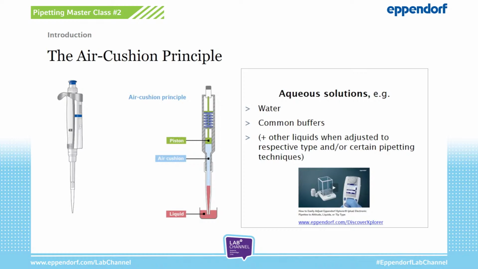But please keep in mind here that manual adjustment turns the air cushion pipette into a fixed one. So this should then be used just for the specific liquid type you have adjusted to. And please keep in mind that this only reduces the errors and does not eliminate them. Another webinar of this series will focus completely on pipetting difficult liquids.